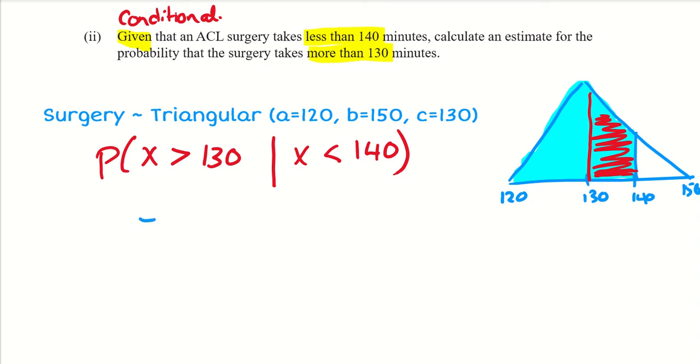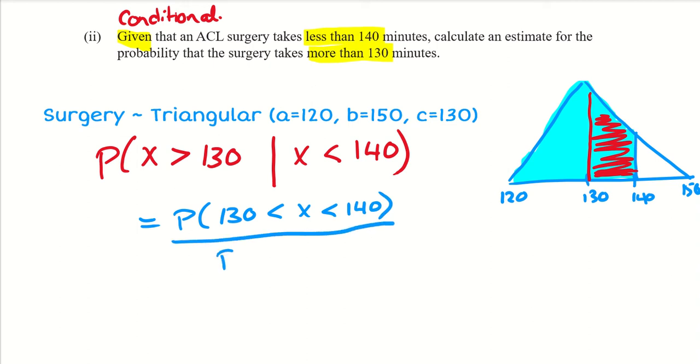So this is the same as the probability of being between 130 and 140, and we're dividing by the chance of being less than 140. So these are the probabilities that we need to find in order to get to our answer. So let's do this one step at a time.